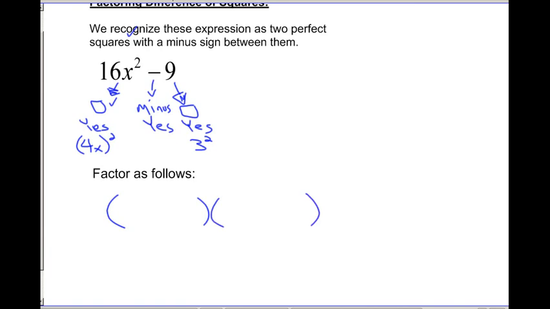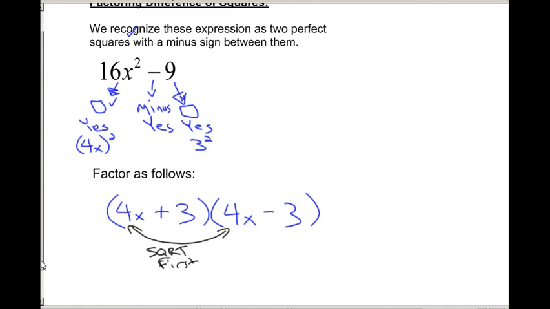You'll end up with 2 brackets. One's going to have a plus, one's going to have a minus in it. At the start of each bracket, you get the square root of the first term. So the square root of 16x squared would be 4x. At the end of each of these brackets, you'll end up with the square root of the 9, or the last term. Okay? So square root of the first, and finally, square root of the last.